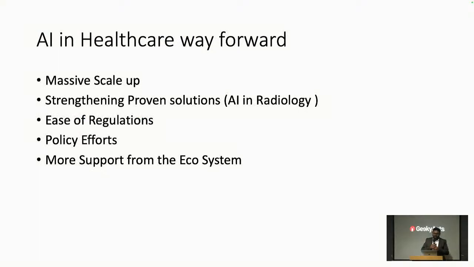So the way forward, there is scope for massive scaling up. The technology is booming. Companies are there. There are a lot of VCs, a lot of funding, a lot of AI, as you said. I think 2022 must be a year for AI. Post-COVID, we have heard about a lot of companies within India and across the globe coming up. And radiology is one of the proven solutions in AI healthcare. Strengthening those proven solutions is something where policy-level decisions need to come from the governments and bureaucrats.